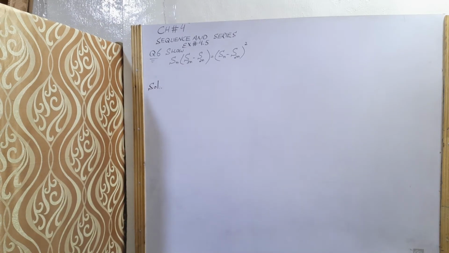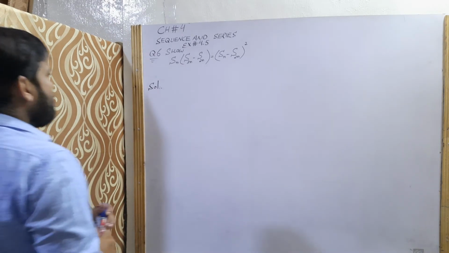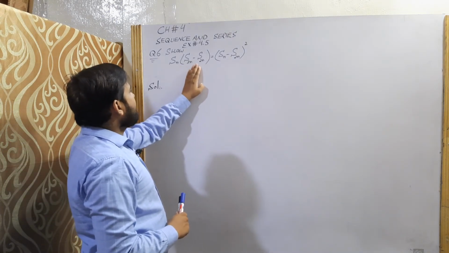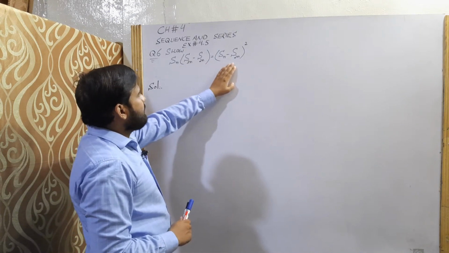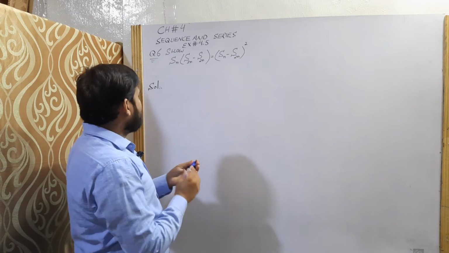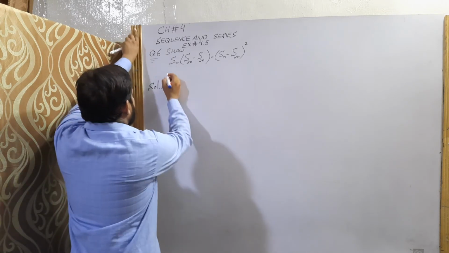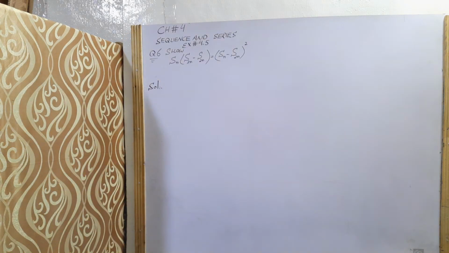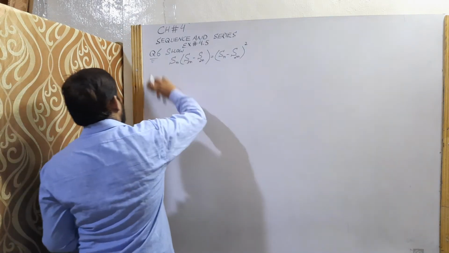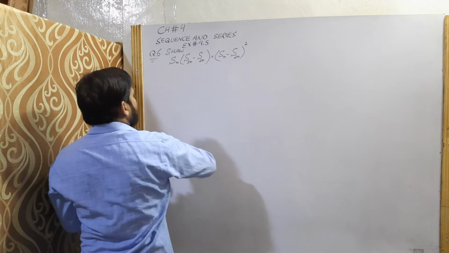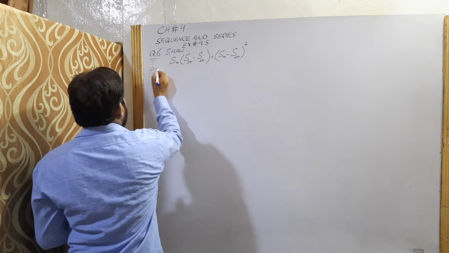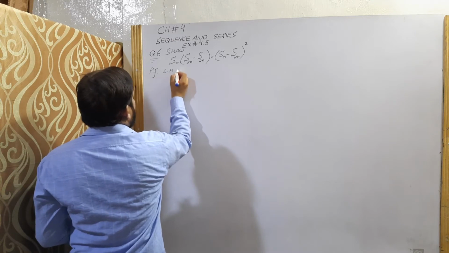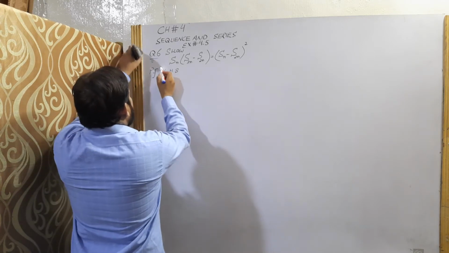Question number 6. Statement: show that Sn times (S3n minus S2n) is equal to (Sn minus S2n) whole square. Prove that. Take the left-hand side. There are lots of methods to prove that, but the simple one is to take the left-hand side and prove it. This is the left-hand side.